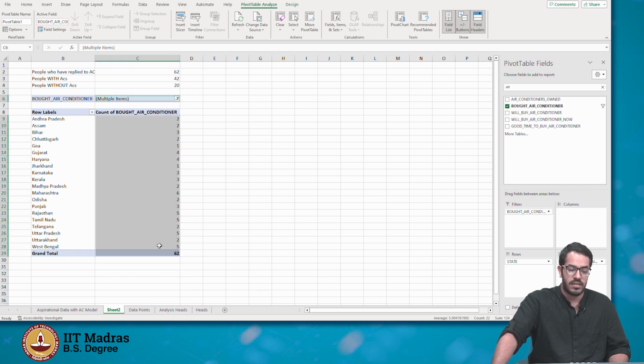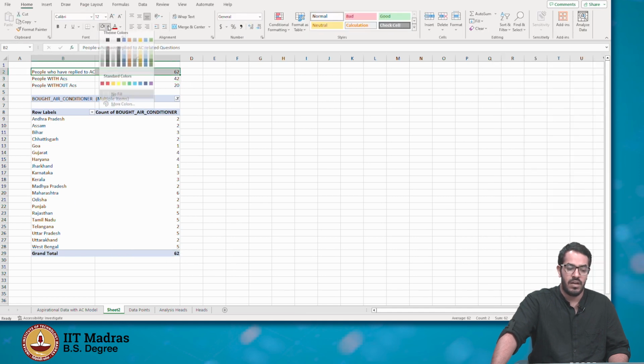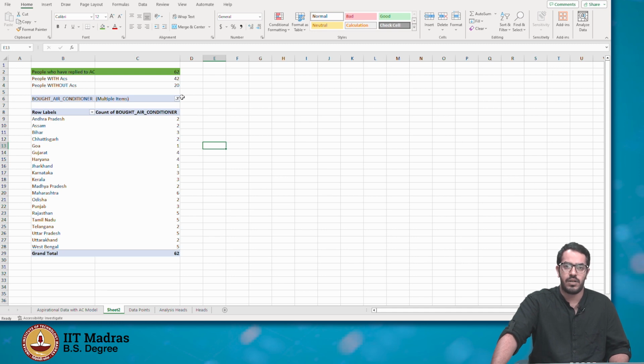Yes and no. This comes out to be 62, which is exactly equal to the people who have replied, whether they are 62 or not. Yeah, we are getting the same thing. But we already had this data point and we did not need to include the intricacy of a pivot table in here. So we need to figure out more content, what exactly is happening.